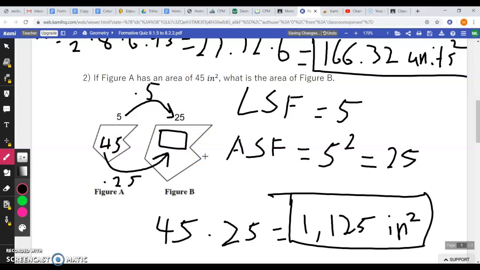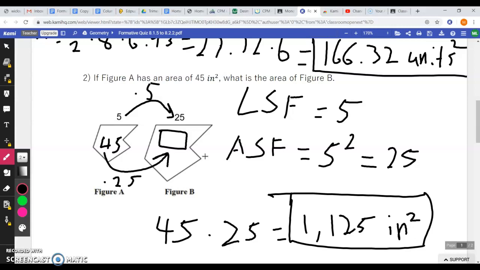Just remembering, this is a good problem to remember what it means to be a linear scale factor. Linear scale factor is the multiplier that grows your sides or grows your perimeters. And area scale factor is always that linear scale factor squared. Sometimes you're going to be given an area scale factor and asked to find the linear scale factor. Well, that would be the square root then.